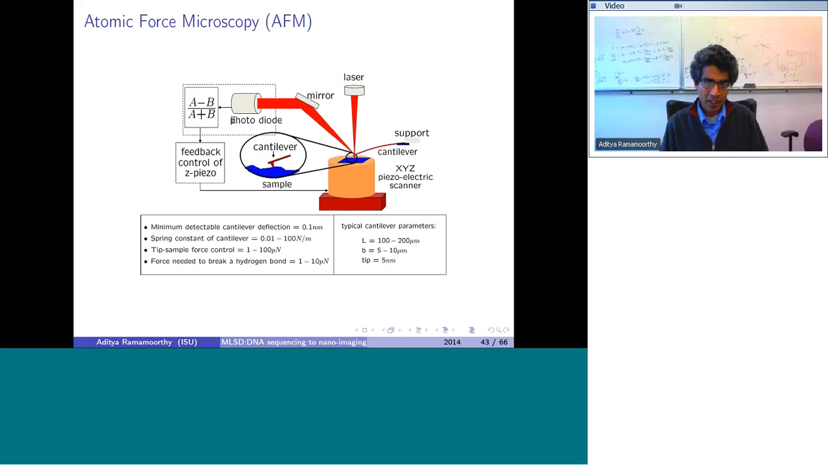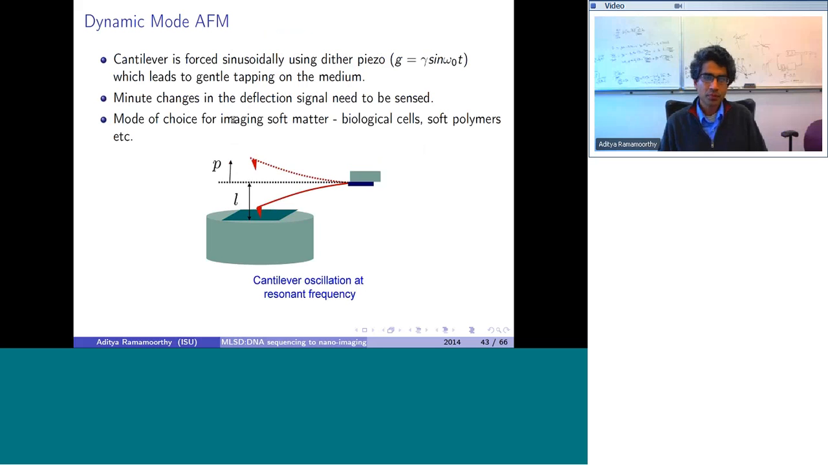Okay, so the second part is, I guess, a completely different application, but this is about atomic force microscopy. But the essential principles are still the same. So what is this idea of dynamic mode AFM? So AFM is used in a variety of domains. It can be used for imaging, including very soft matter like biological cells and soft polymers, etc.